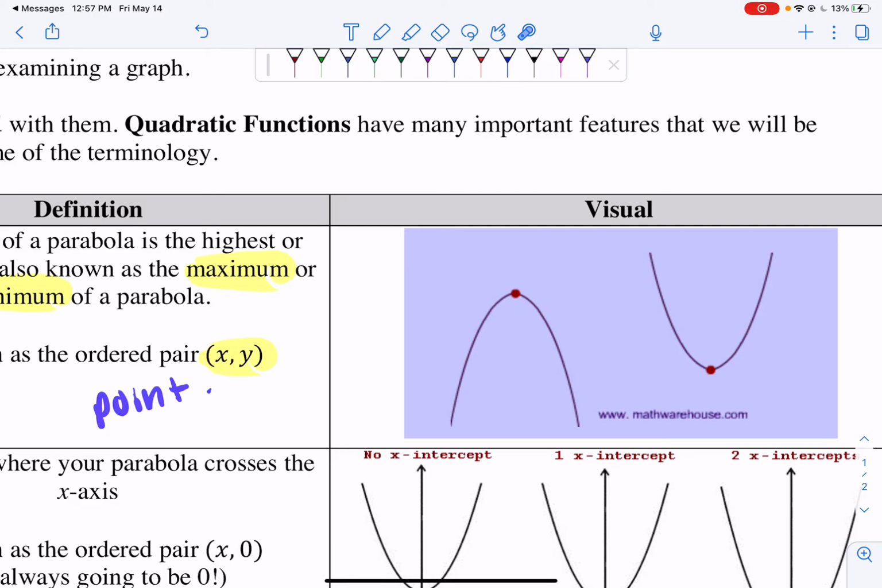If you look, I'm going up and then I go back down. This is an example of a maximum. And if you look, I go down to come back up. This is an example of a minimum. The reason why is because this is your lowest point, while this is your highest point.